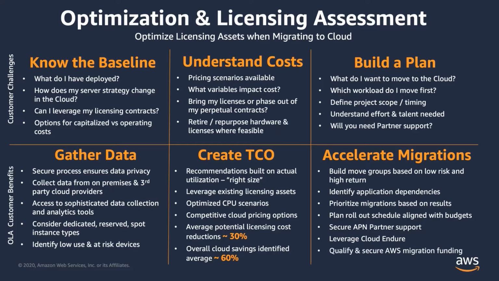The OLA program, in a nutshell, empowers customers to make data-driven migration decisions by providing right-sized and licensing optimized outputs that show your customer how they can optimally run in AWS. This data-driven output includes opportunities for reserved instances, spot instances, optimized CPUs, dedicated hosts, and in this case, Microsoft BYOL, or bring your own license options.